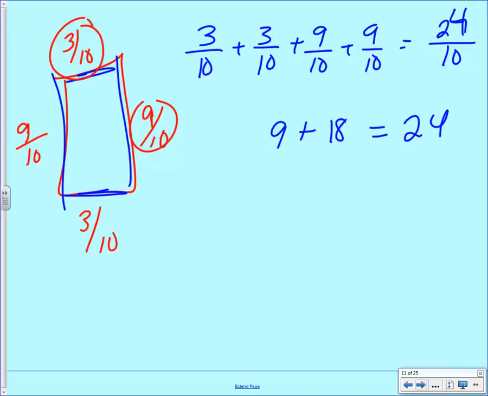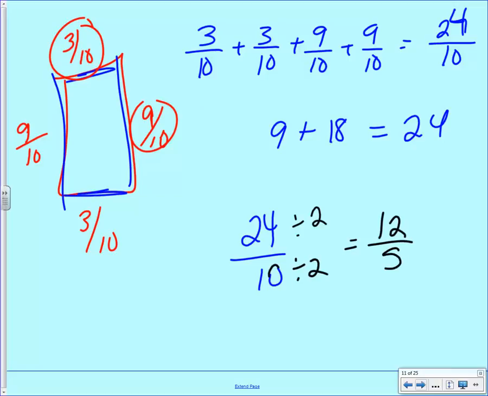All right, so 2 things that I can do. First of all, I'm going to take my 24 over 10, and I'd like to simplify. And I'm going to do that by dividing by 2 on the top and bottom. We always simplify by dividing by the same number on top and bottom. And so I get 12/5.